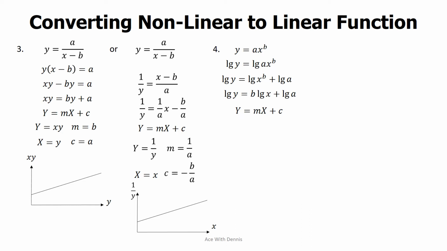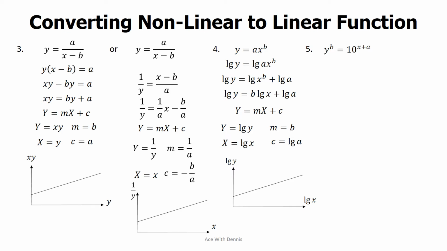Hence, we can compare it with capital Y equals m capital X plus c. The capital Y equals log y, the gradient m equals b, the capital X equals log x, and c equals log a. So in the plotted graph, the x-axis will be log x, the y-axis will be log y, and this is a straight line.